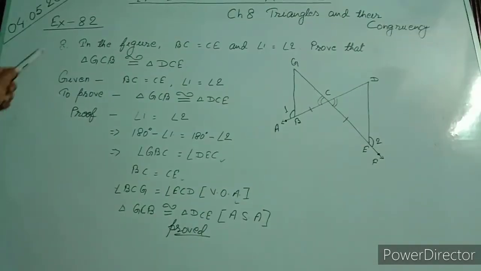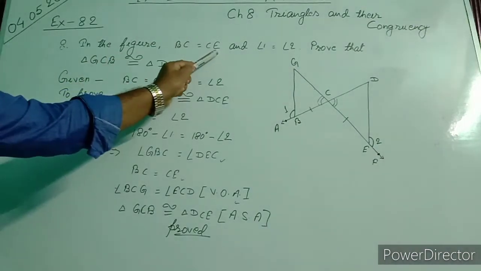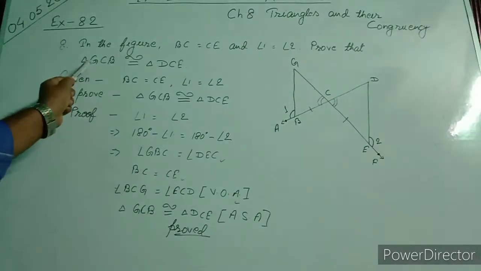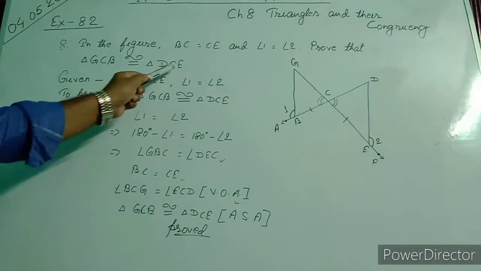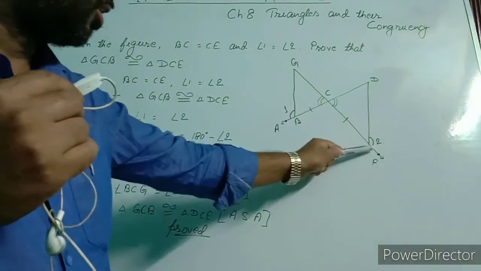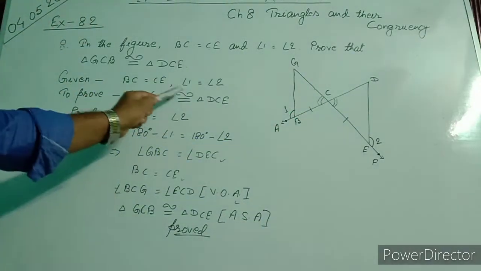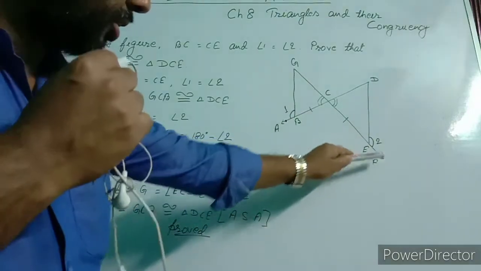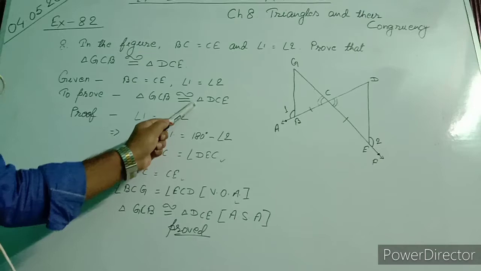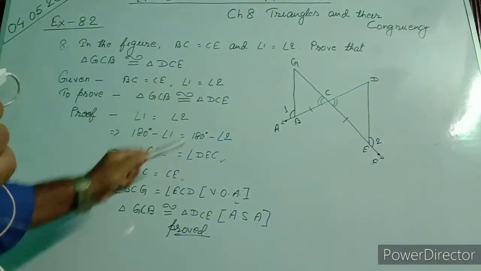In question number 8, in the figure BC equals CE and angle 1 equals angle 2, prove that triangle GCB is congruent to triangle DCE. Given BC equals CE, this side and this side both are equal. Angle 1 equals angle 2, this angle equals this angle. Then to prove triangle GCB is congruent to triangle DCE, this is asked to prove.